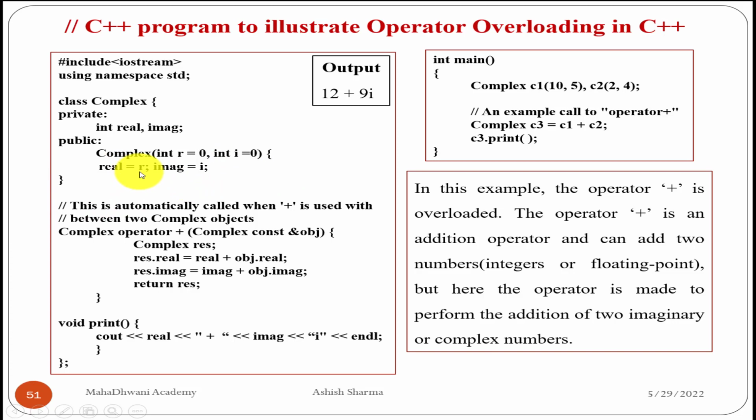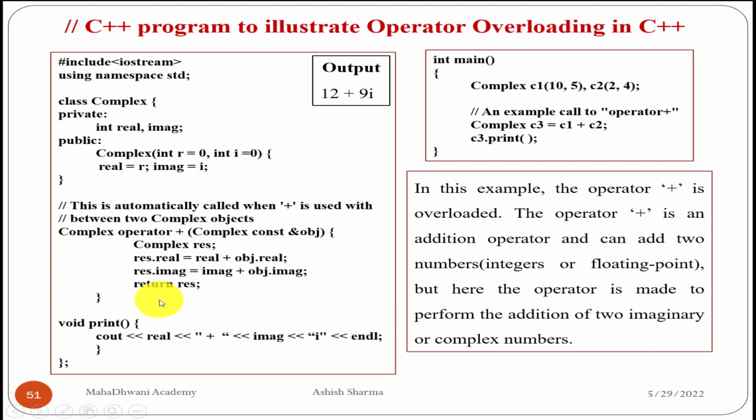Inside the constructor definition, we are initializing the data members of the class. The data members are real and imag, so we are giving the r value to the real part and the i value to the imag part. Here is a semicolon in between, don't be confused with it, and then close the bracket for the constructor. So we initialize the data members of the class by using a constructor, as we know before. This is automatically called when the plus operation is used between two complex objects.